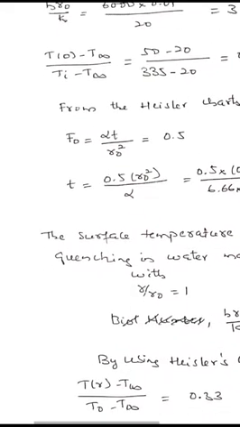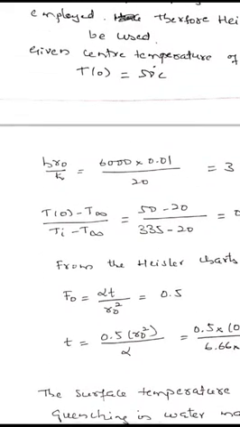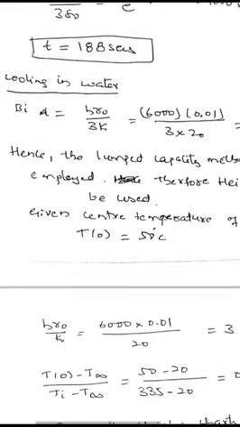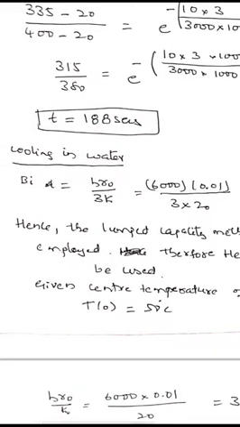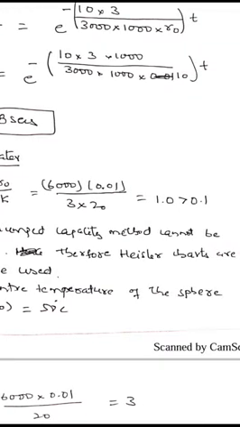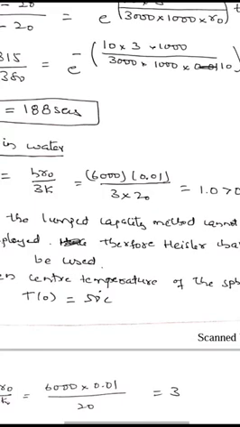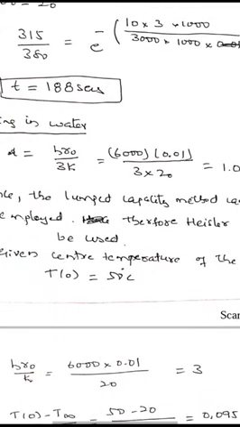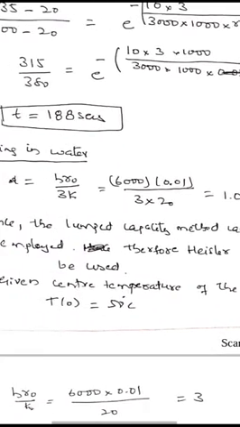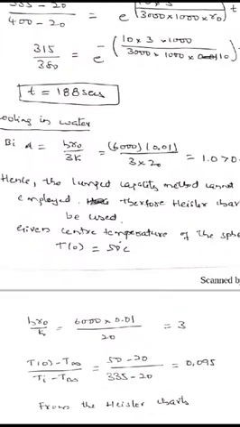Cooling is done from 335 to 50 degrees centigrade, correct. Then for cooling in water, again you find out the Biot number. H is 6000, therefore it becomes 1, which is more than 0.1. Hence the lumped heat capacity method cannot be applied, and we have to use the Heisler charts.